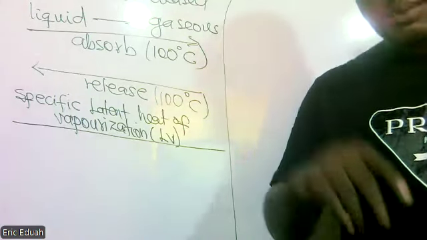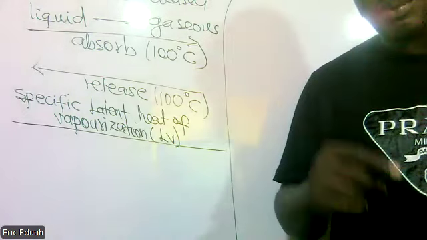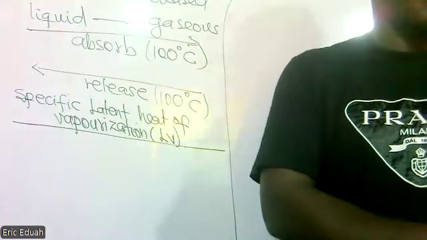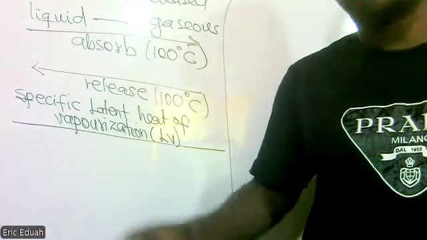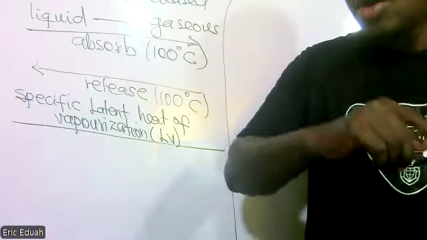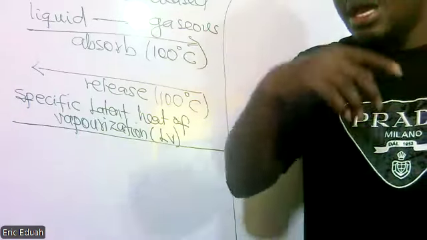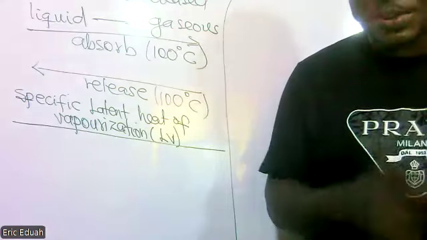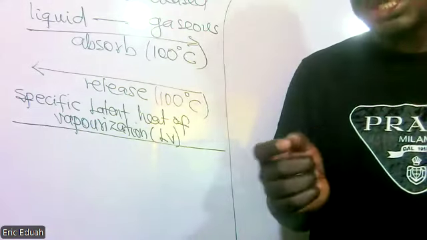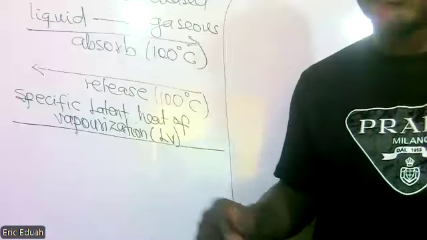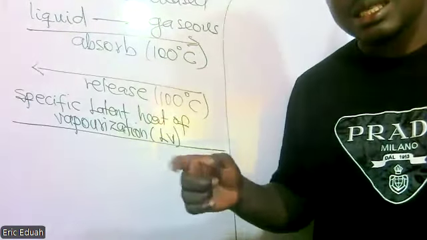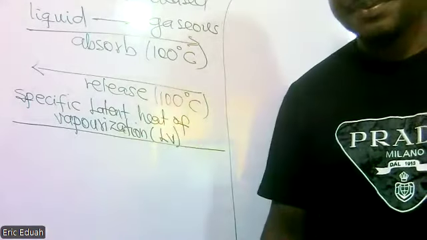I repeat, the specific latent heat of vaporization of a material is the amount of heat energy that must be absorbed or released by a unit mass of a substance at its boiling point to change state from liquid to gaseous at a constant temperature.